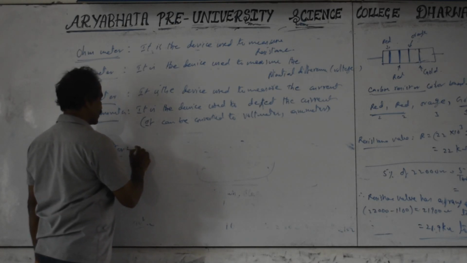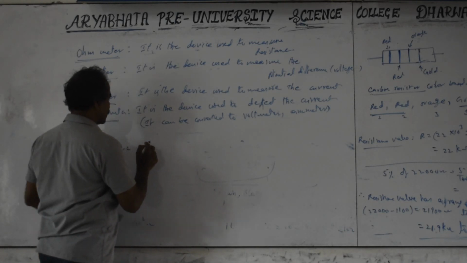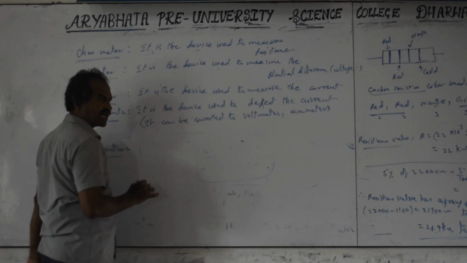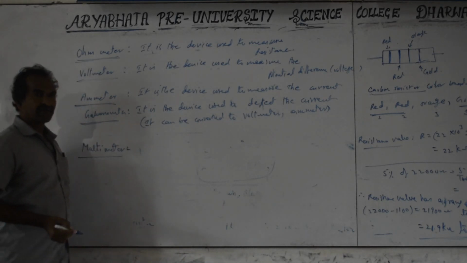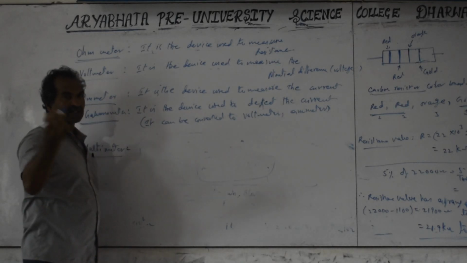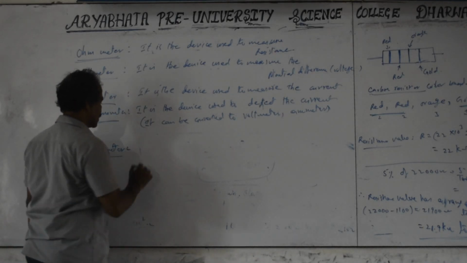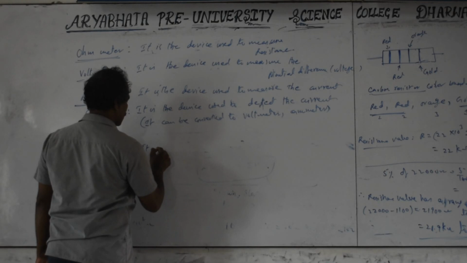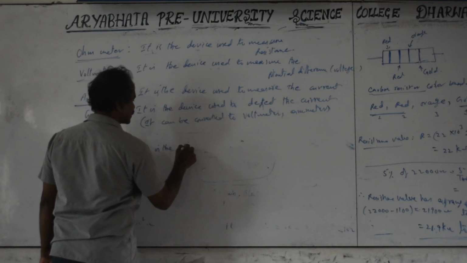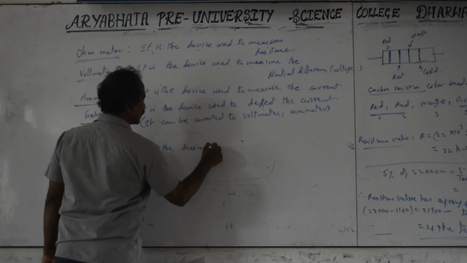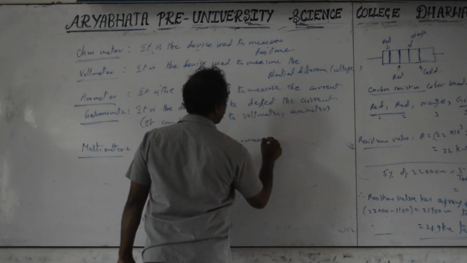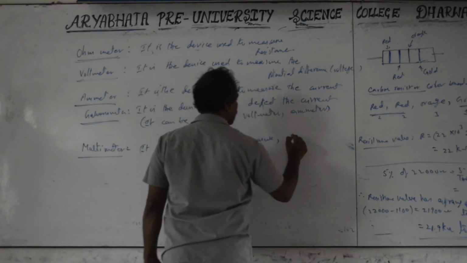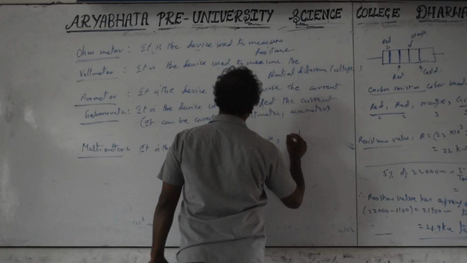Multimeter, it is a device. You will not be asked about the multimeter, but in the laboratory, in your practical case, you are going to use a multimeter only. Okay, and ammeter and voltmeter also will be used in the laboratory for experimental purposes. It is an electrical device used to measure voltage. Means it can act as a voltmeter also.